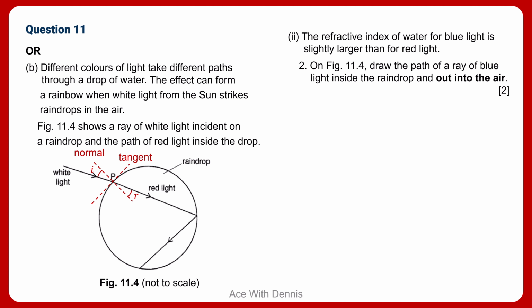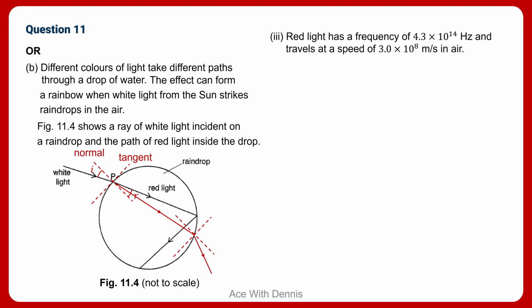Question 2. On figure 11.4, draw the path of a ray of blue light inside the raindrop and out into the air. 2 marks. Okay, as we explained in question 1, the angle of refraction of the blue light will be smaller than the angle of refraction of the red light. So we will draw the blue light in this manner. When it touches this point, first we draw the tangent and then we draw the normal. When the blue light leaves the raindrop, it will bend away from the normal. Hence, it will bend in this manner. So this will be the complete diagram for question 2.